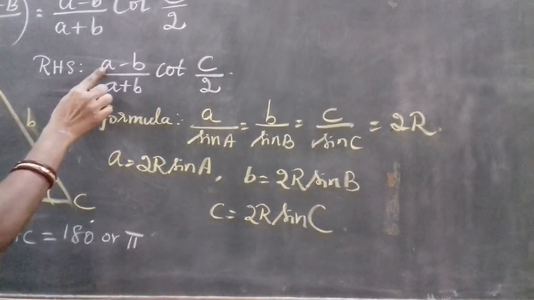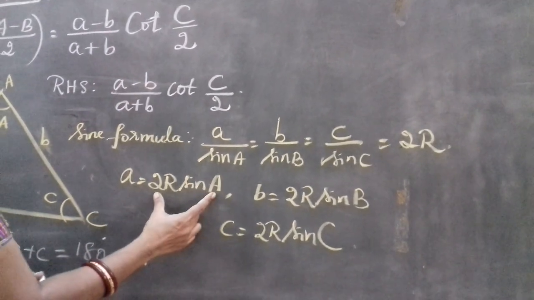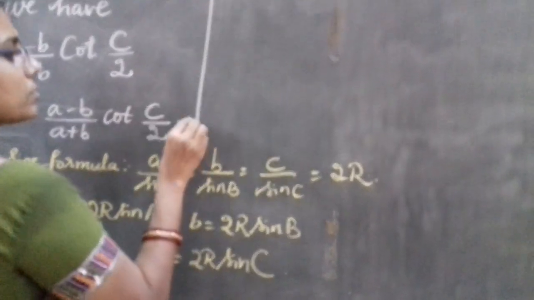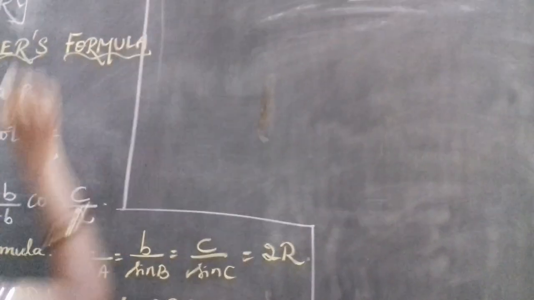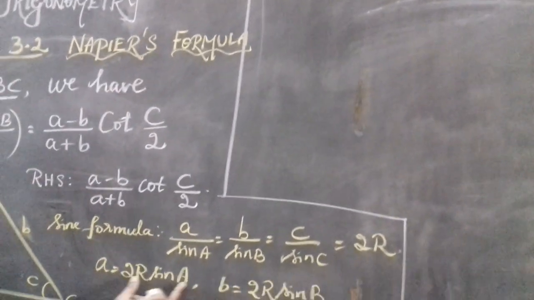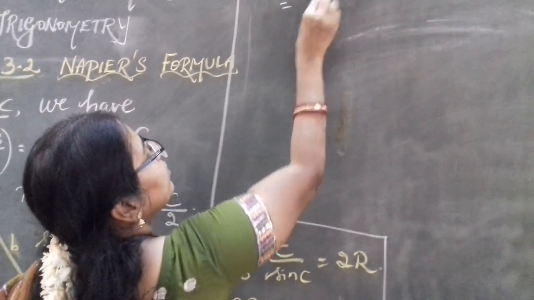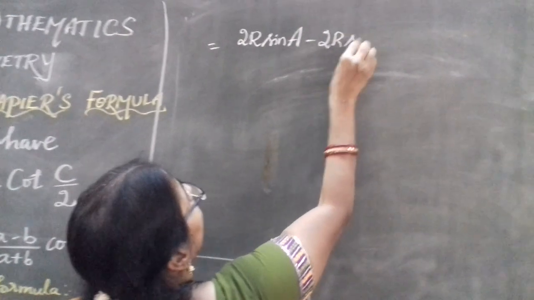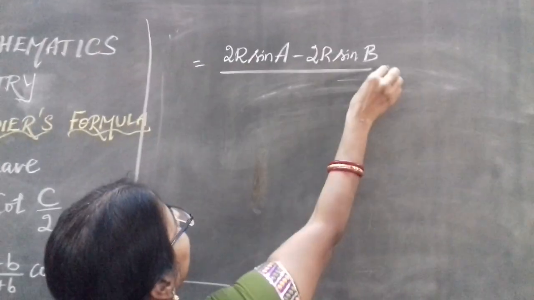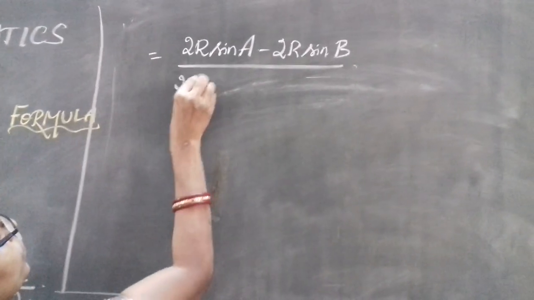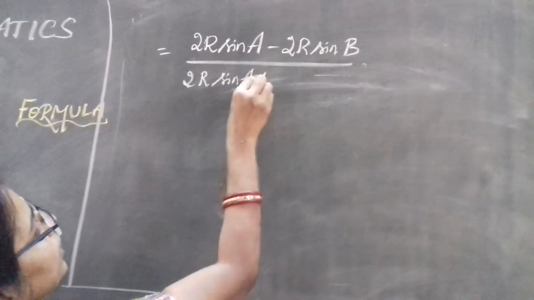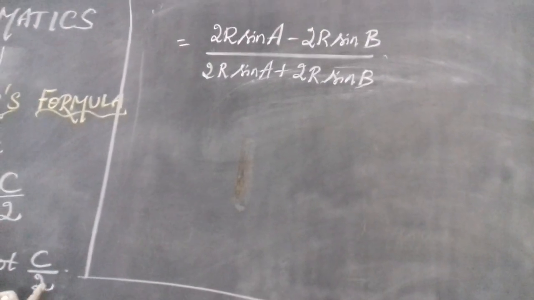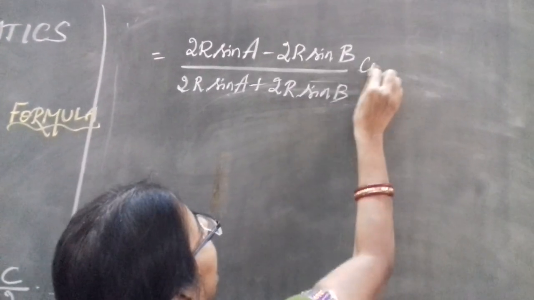Now let's substitute in the place of a and b as 2r sine A and 2r sine B, which is equal to a minus b. That is 2r sine A minus 2r sine B, and in the denominator you have a plus b, that is 2r sine A plus 2r sine B, and the product is cot C by 2. So write cot C by 2.